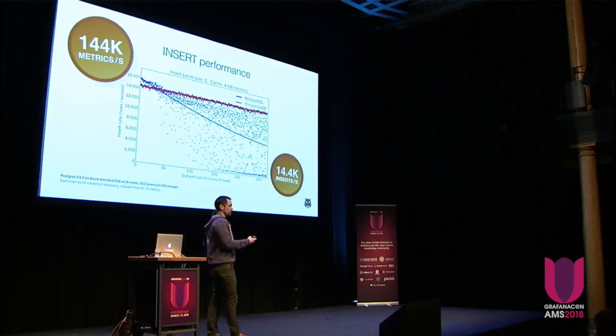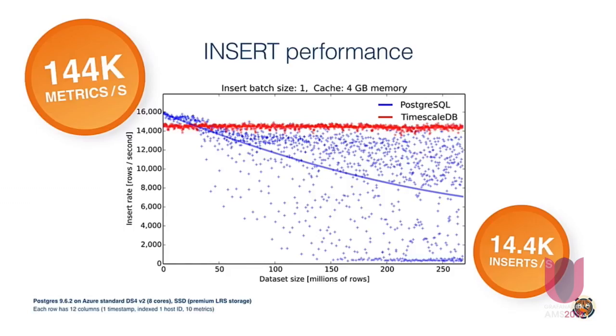So what kind of performance can you expect? Here we're comparing to regular Postgres. So we can sustain up to 140K metrics per second using a batch size of 1. So this is like a single row insert statement. And you can see that as the number of rows in the table grows to maybe 50 million rows or so, then all of a sudden, Postgres starts to struggle. And eventually, you have lots of variance and poor performance.